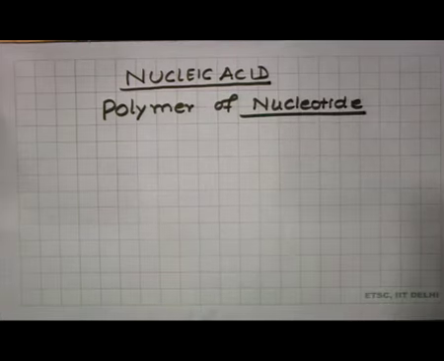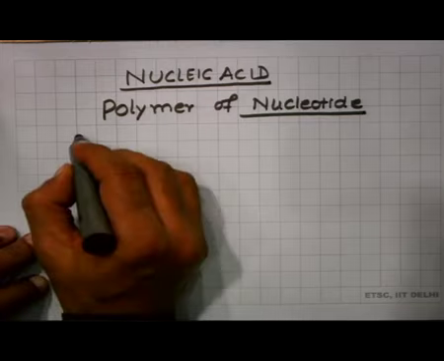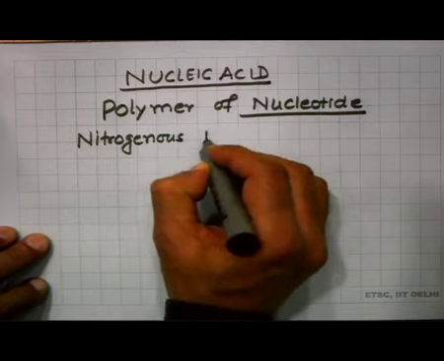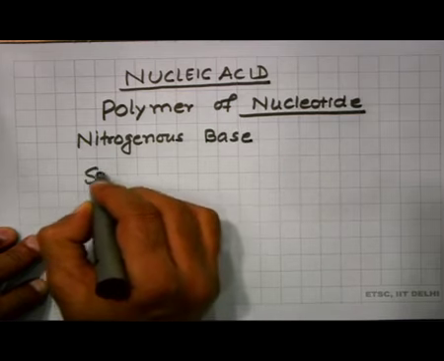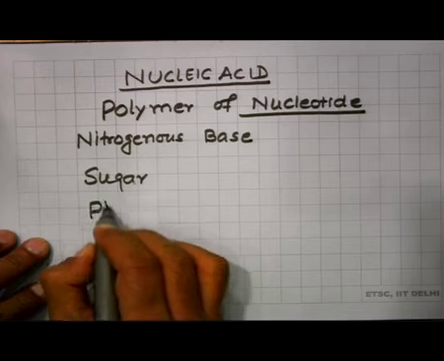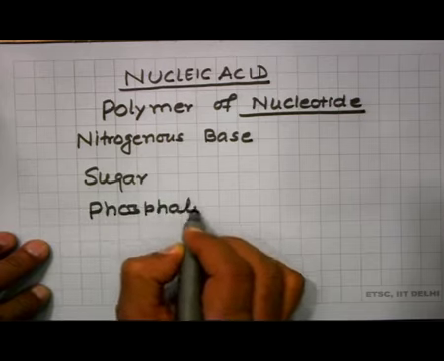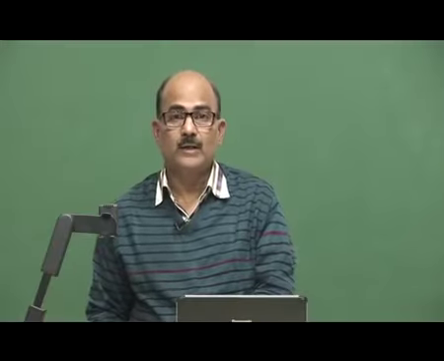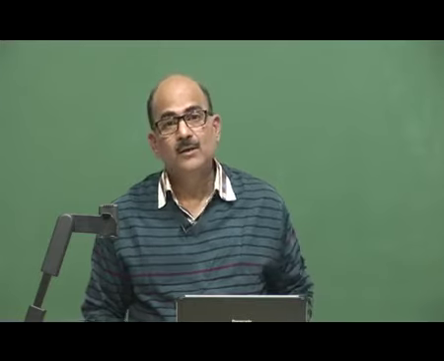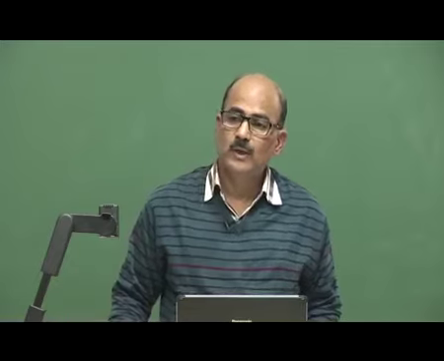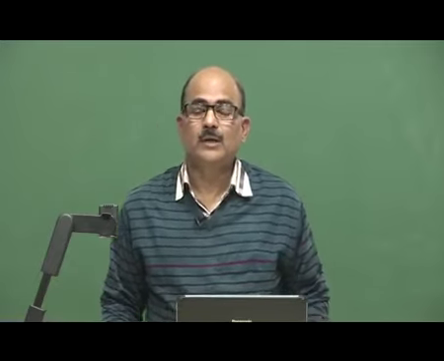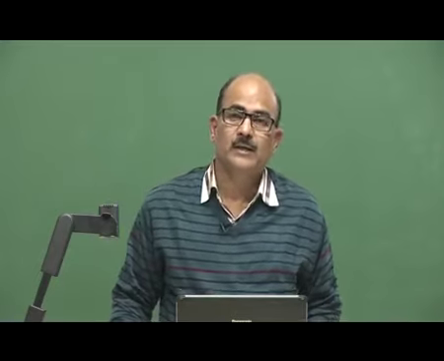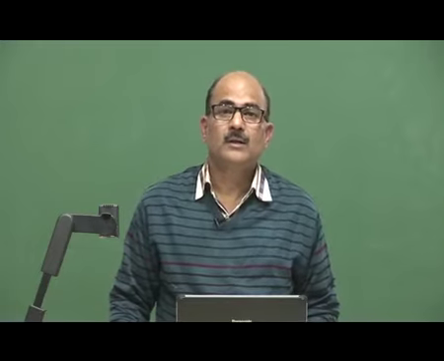These nucleotides are made of a nitrogenous base, sugar and phosphate. We have already discussed pentose sugar in carbohydrates. The pentose sugar is very, very important. There are two pentose sugars we have discussed: ribose and deoxyribose. These are the chief or main material of DNA and RNA.